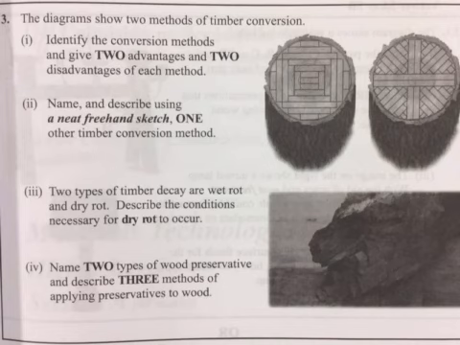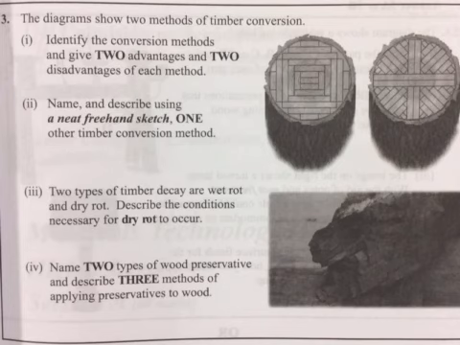So here we have the 2016 higher level paper, question 3 again, based on timber conversion this time, and a small bit on disease and defects, which we'll get to in the next week or two. So part 1, identify the 2 conversion methods and give 2 advantages and 2 disadvantages of each method.